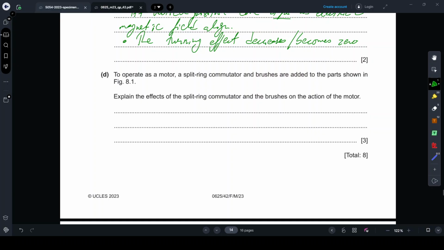Right. It would be continuous, wouldn't it? So the current is maintained, right? Because of the brushes. And so it's what, 3 marks, right? And the split rings allow for the current to change direction.